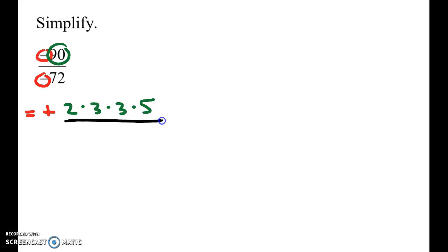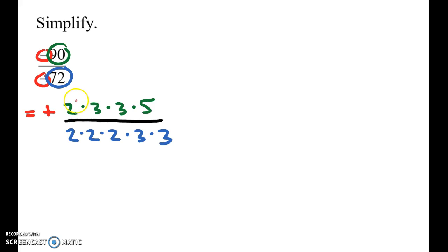Next, figure out the prime factorization of the denominator. 72 equals 2 times 2 times 2 times 3 times 3. Look for factors in the numerator that match with factors in the denominator.